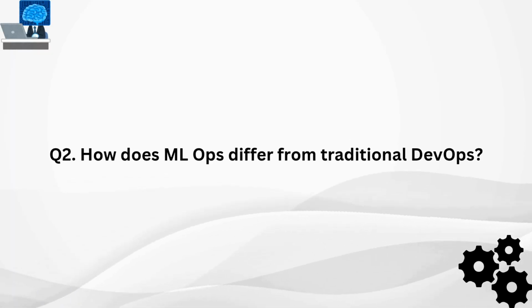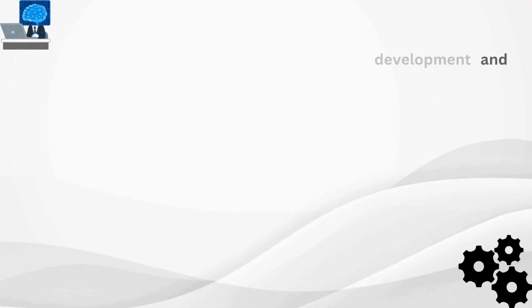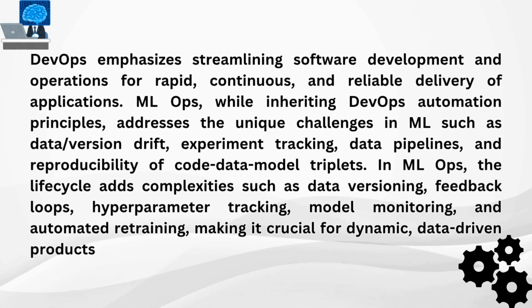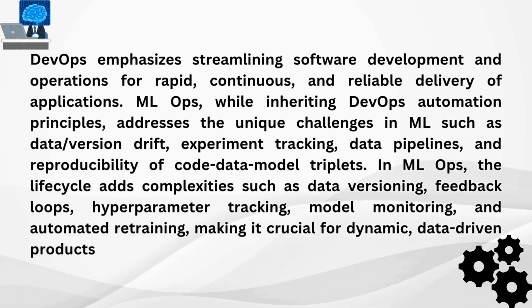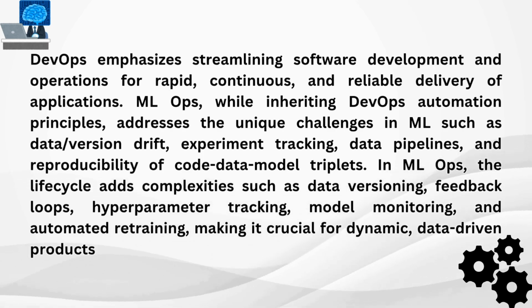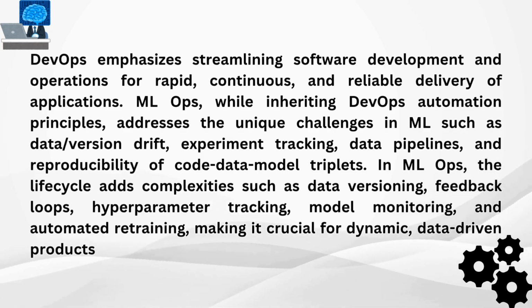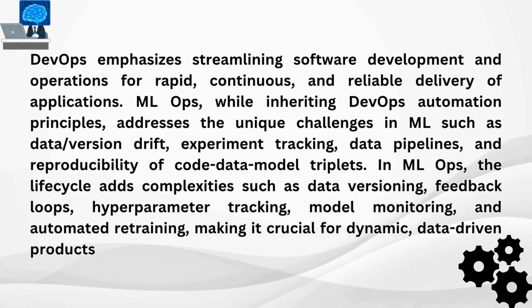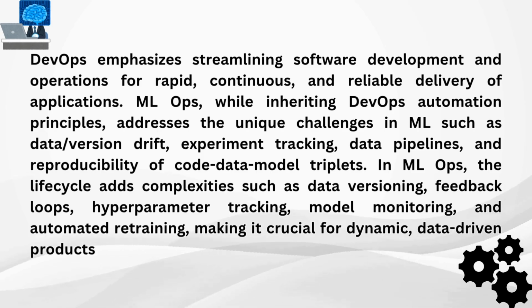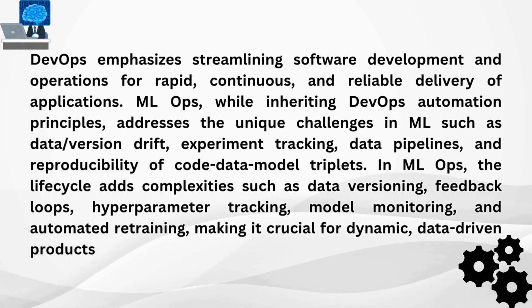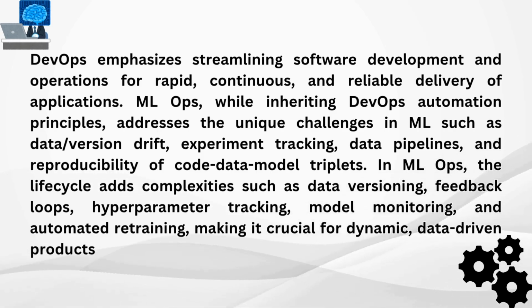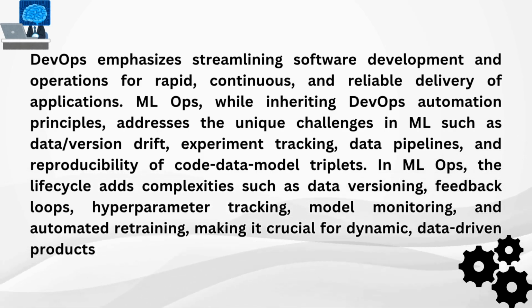How does ML Ops differ from traditional DevOps? DevOps emphasizes streamlining software development and operations for rapid, continuous, and reliable delivery of applications. ML Ops, while inheriting DevOps automation principles, addresses the unique challenges in ML, such as data and version drift, experiment tracking, data pipelines, and reproducibility of code-data-model triplets. In ML Ops, the lifecycle adds complexities such as data versioning, feedback loops, hyperparameter tracking, model monitoring, and automated retraining, making it crucial for dynamic, data-driven products.